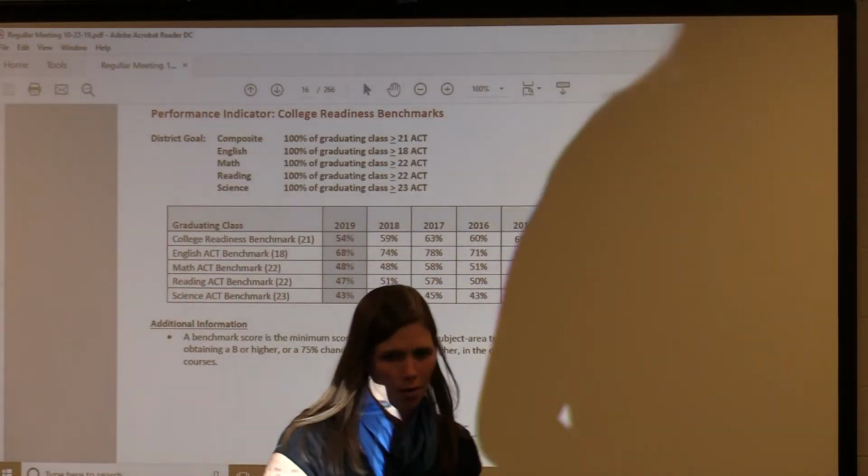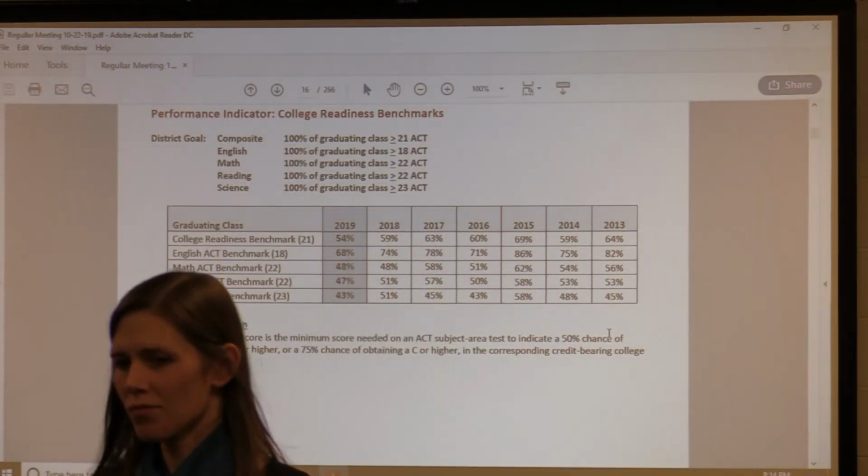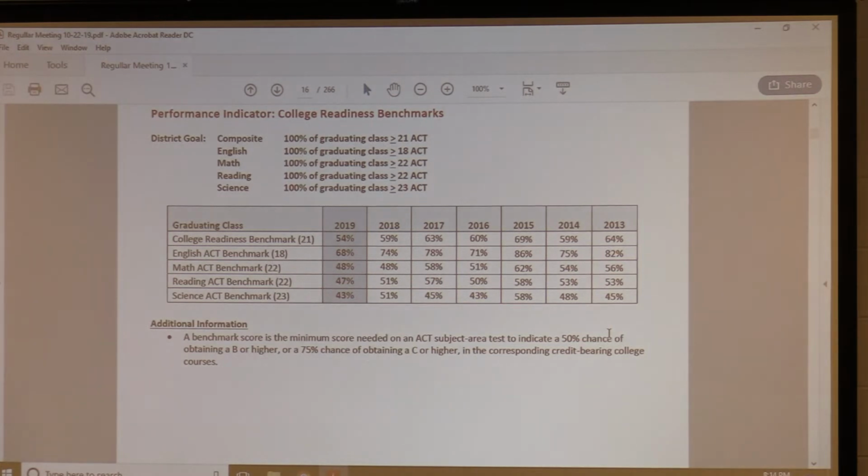Kylie, what was on the last page? The last page was the college readiness indicators. So what you see there is the percent of students meeting benchmarks for composite overall, and then English, math, reading, and science. So you can take a look at the percentage of our students who scored that score, in parentheses, at the back of that benchmark.